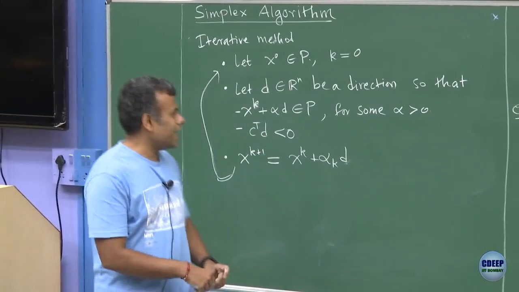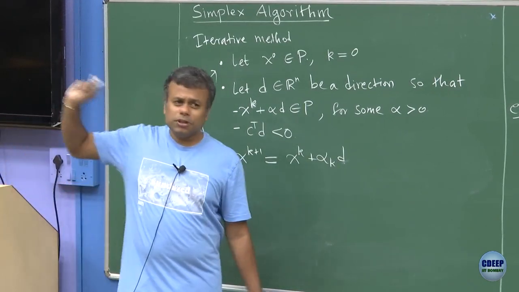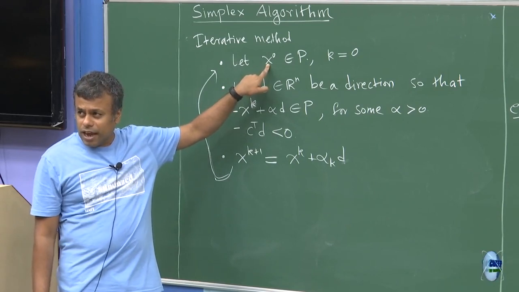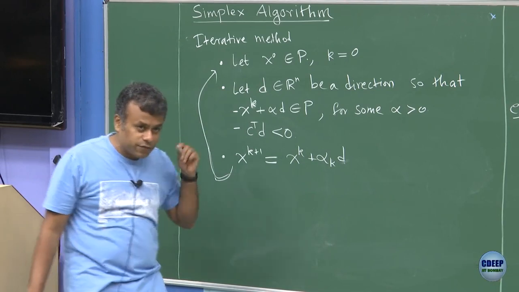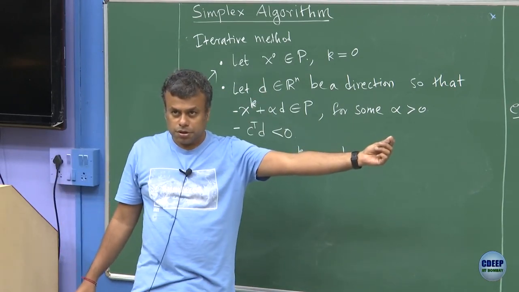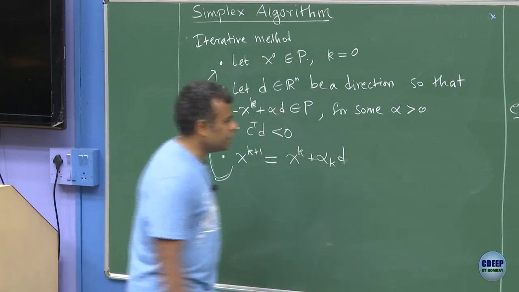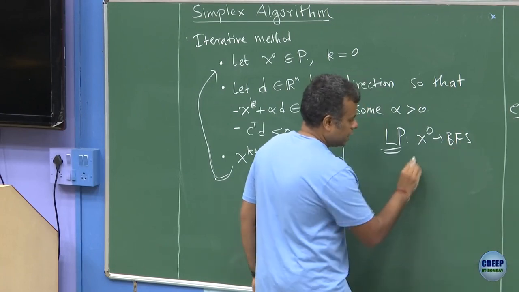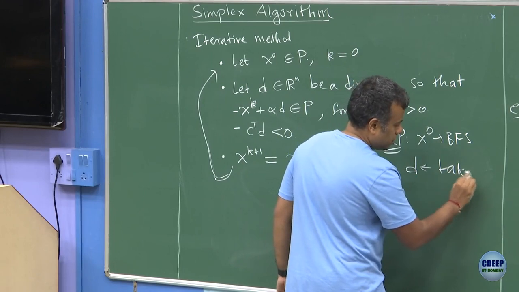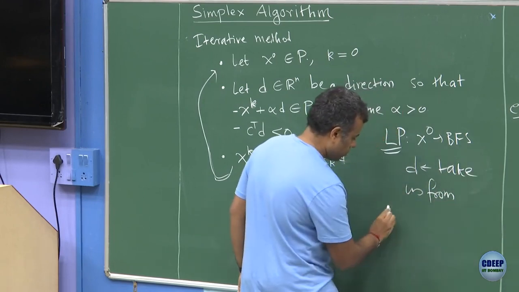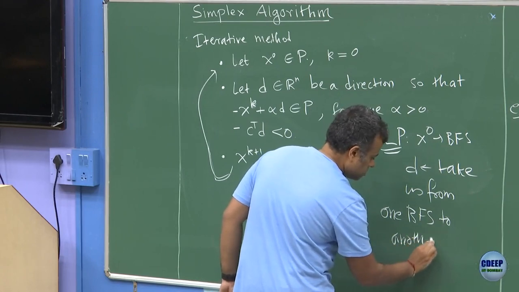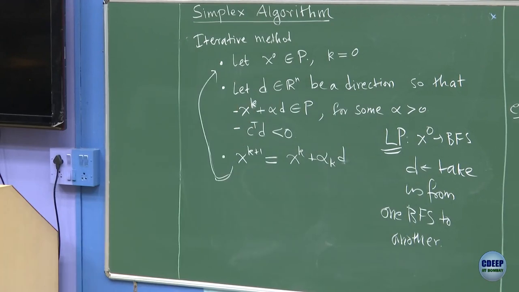Now, in the case of linear programming, what helps us is we know that optimal solutions are at basic feasible solutions. So we'll start at a basic feasible solution x naught, and then we only look at directions that take us from one basic feasible solution to another basic feasible solution. That is the key in LP. That is the philosophy behind the simplex algorithm.